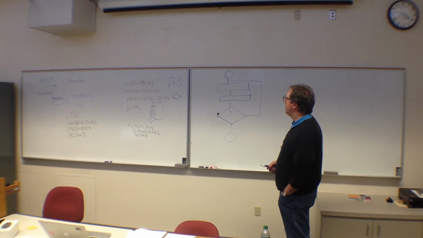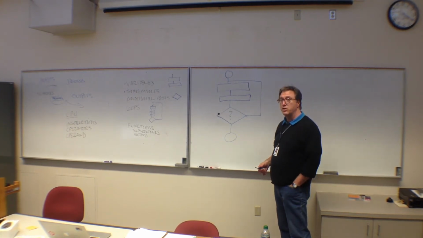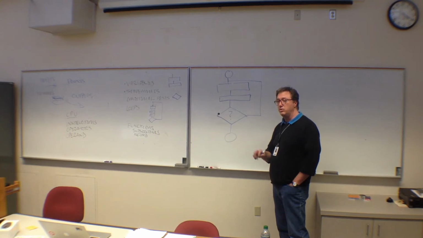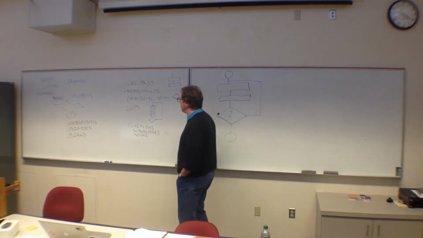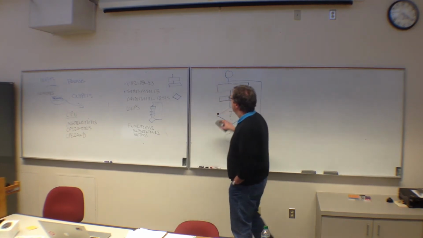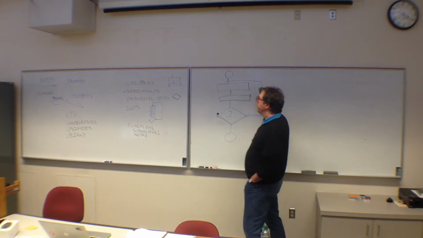So, this is a loop. Your homework has probably 2 loops in it. You'll have to figure out what those are. Flowcharts are an old way of representing process.